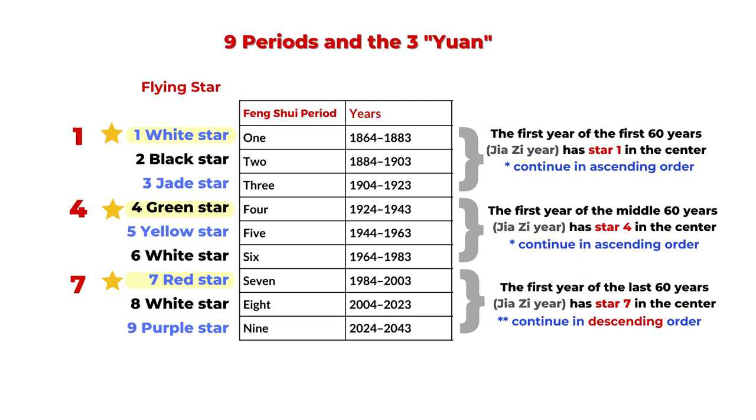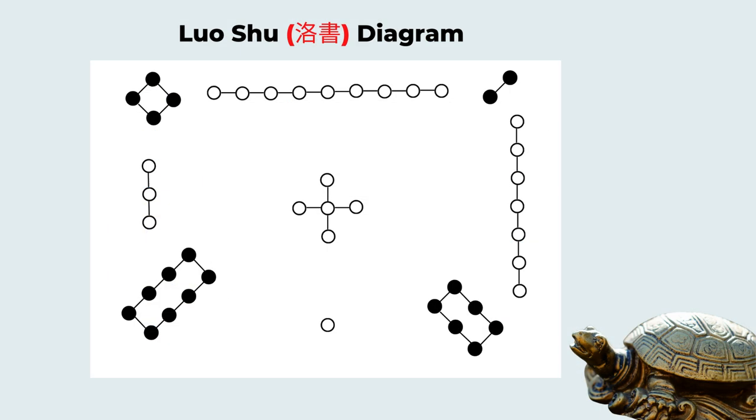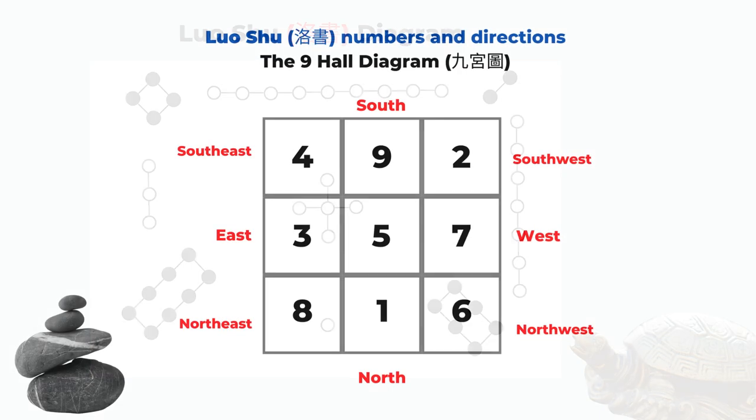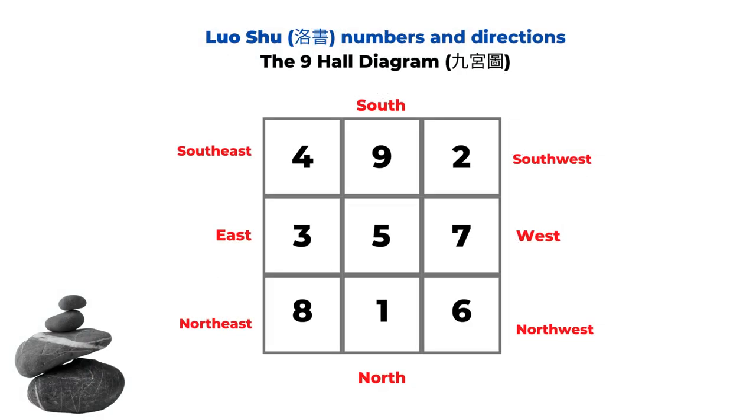So now we have figured out the center star of the 9-star chart. How do we find out the rest of the stars? Then we need to look at the original Luo Shu chart. Here is the Luo Shu chart with number 5 in the center and number 9 on the top, that's the south in the old Chinese map.